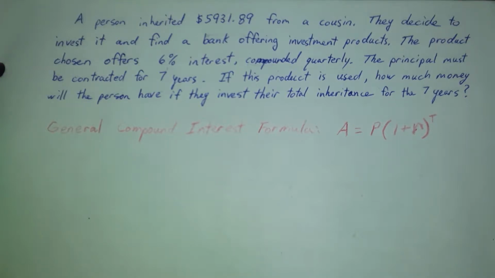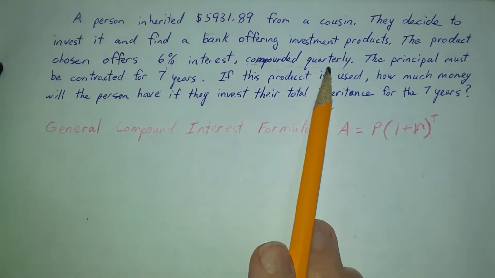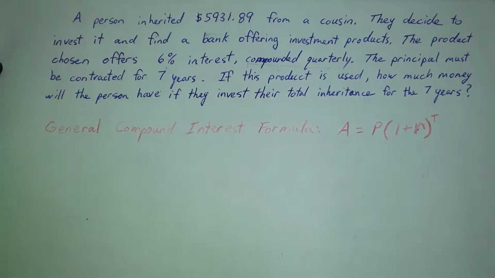We're going to look at a story problem that involves compound interest. One of the first things that we need to decide is whether this is going to be continuous compound interest or not continuous. In the statement here we have quarterly, so this is not going to be continuous, so we're not going to be using the number e. So the general formula for compound interest is this.